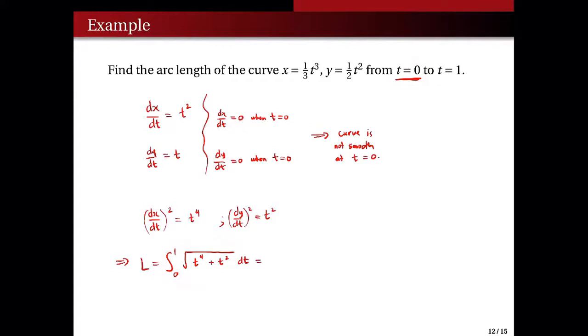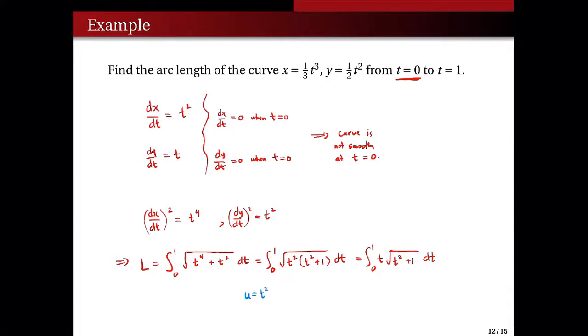But look, let us simplify this. Integral from 0 to 1, you can factor out t squared. Here you will have t squared plus 1 dt. Or this guy here, it's just the integral from 0 to 1 of t times square root of t squared plus 1 dt. And for this one, it's just simple substitution rule. So let's just evaluate this.